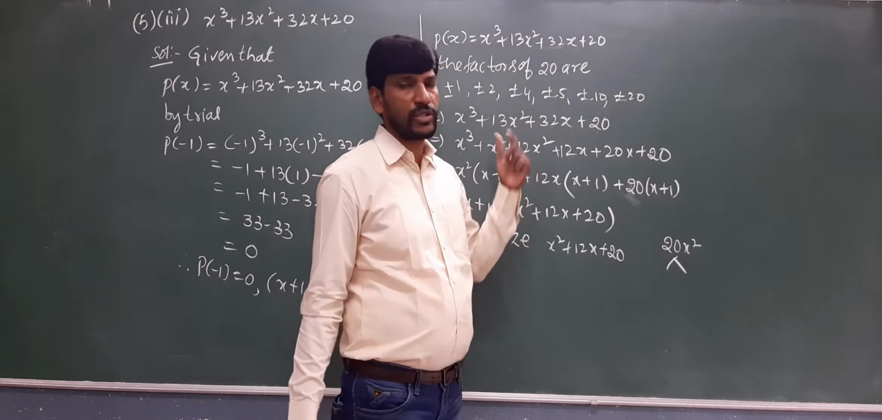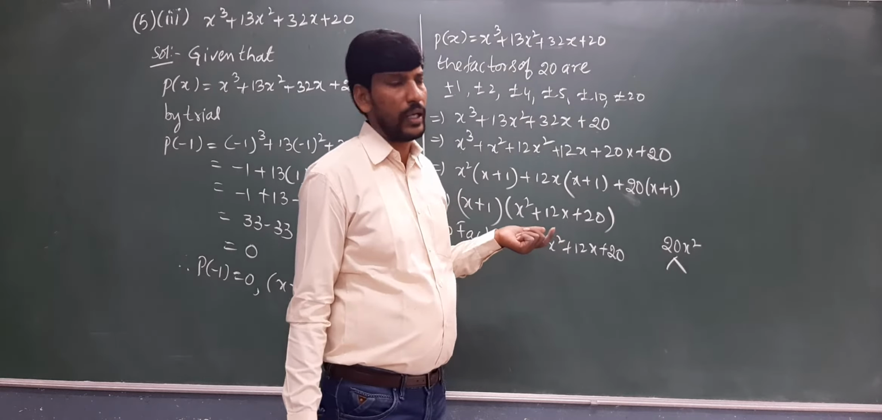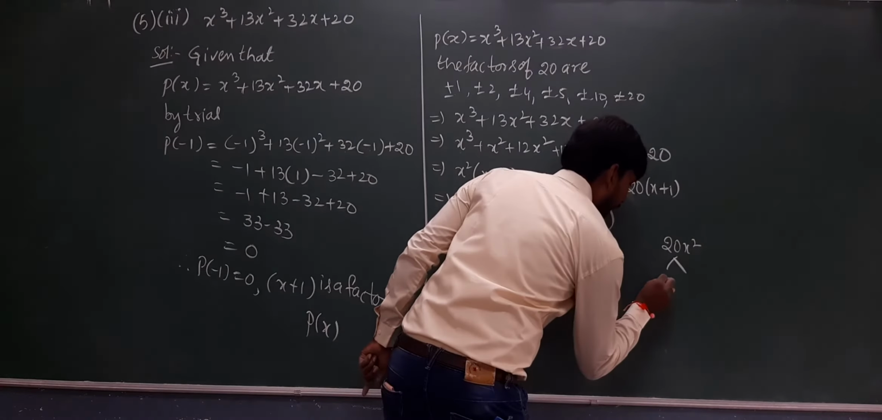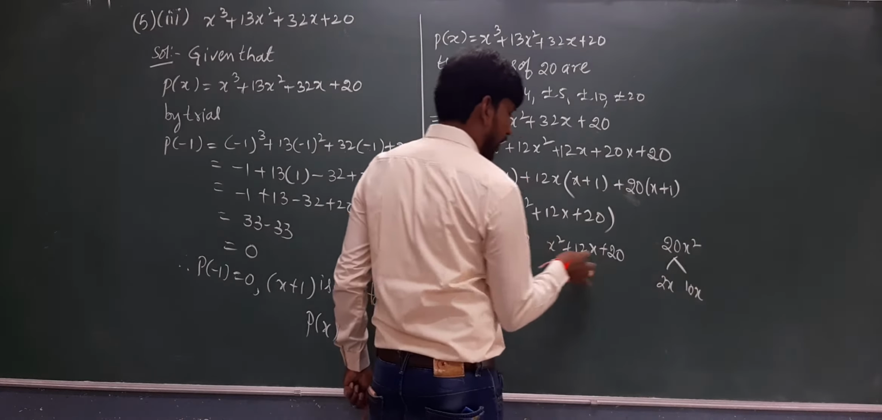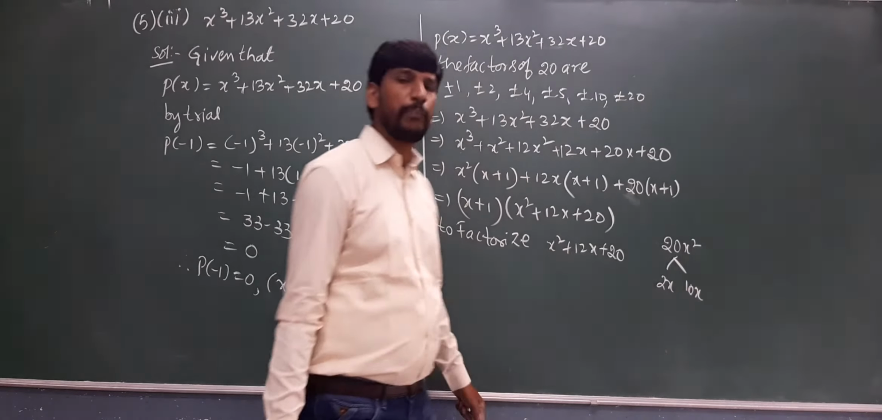Even 4 and 5 is also not possible because 4 plus 5 equals 9, and 4 minus 5 equals minus 1. Clear? The only possibilities are 2 and 10. Now here I am going to take 2x and here 10x. See this: here it is positive, here also positive, both are positive only. So the factors will also become positive only.